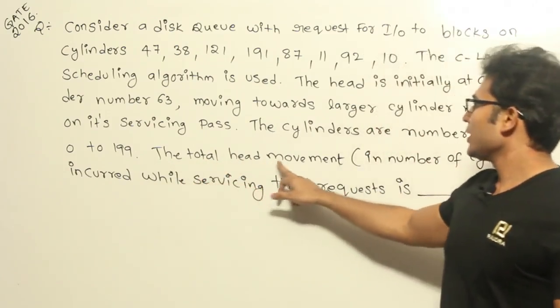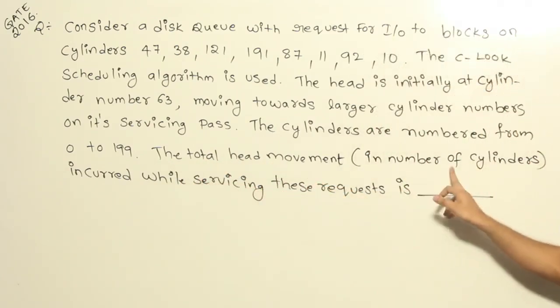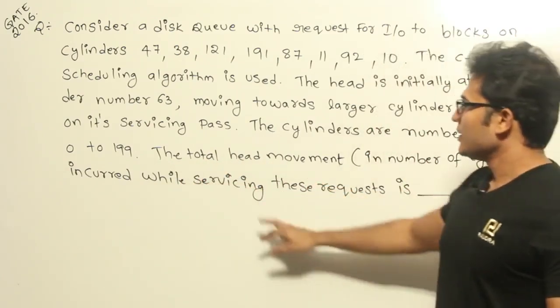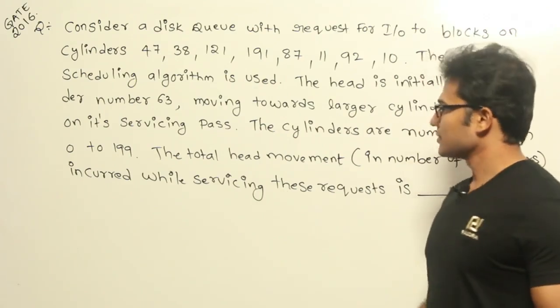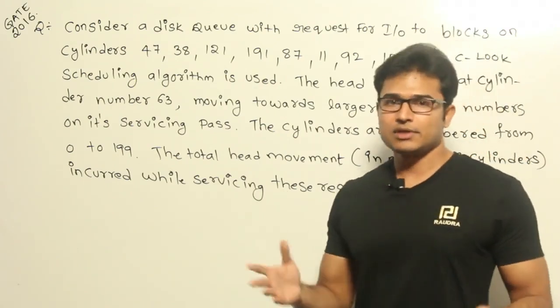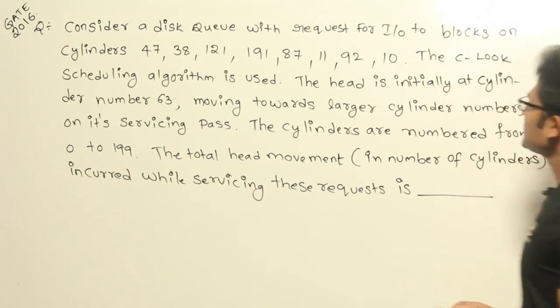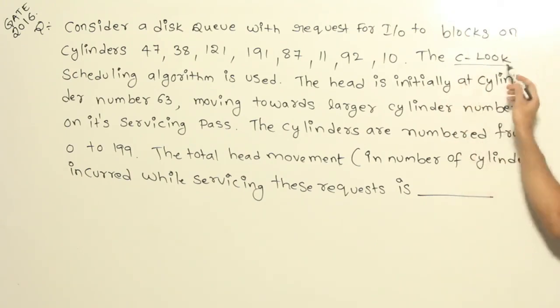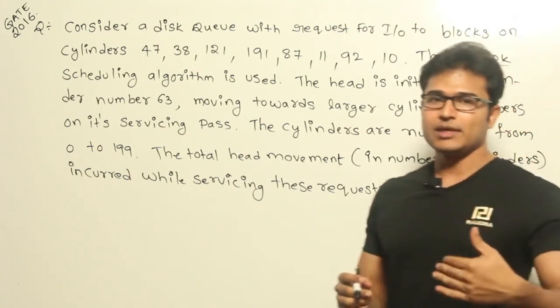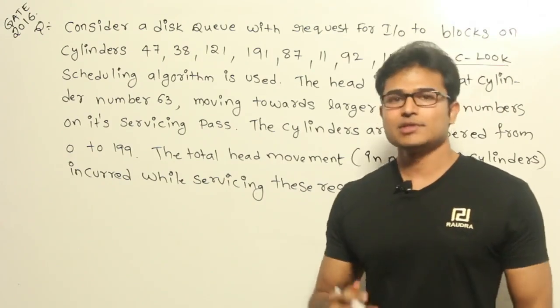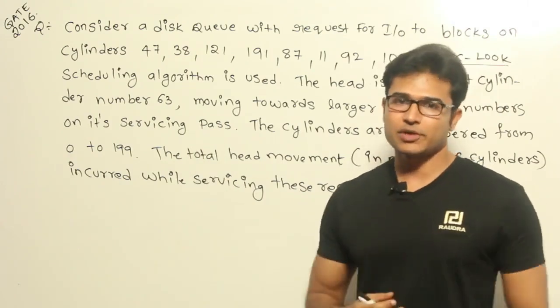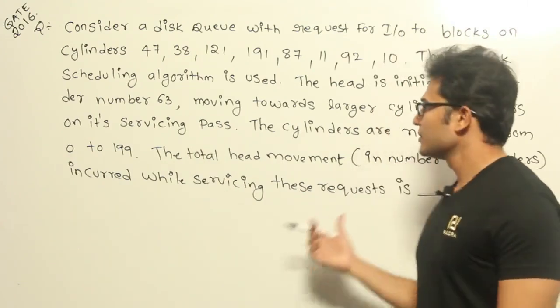The total head movement in number of cylinders incurred while servicing these requests is... So they are asking, if you have to service these requests using this CLOOK algorithm, then what is the total number of movements that the head is going to take in terms of number of cylinders, which means how many cylinders your read-write head is going to cross. Now let's see the solution here.